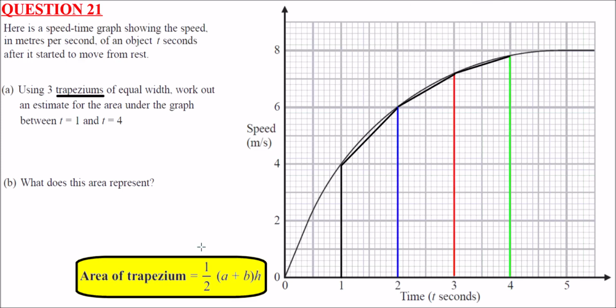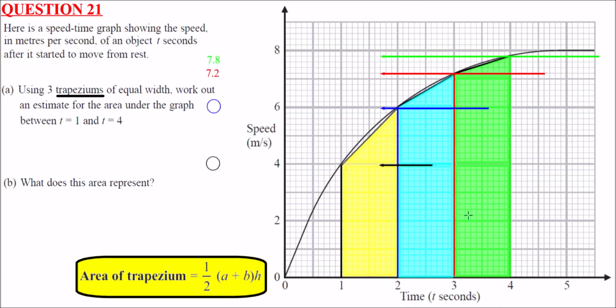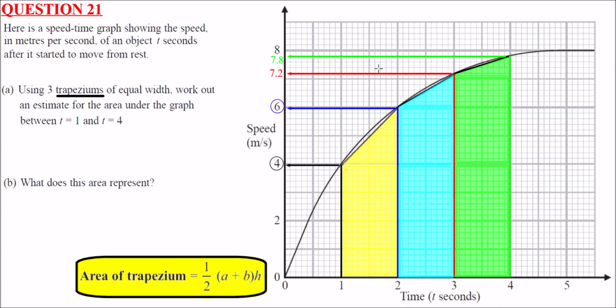So we want 3 trapeziums in between t equals 1, t equals 2, 3 and 4. So they're going to look like this here. So if I just add a bit of colour to them so you can see them more easily, I'll have a yellow, a blue and a green one. So what we can do now is read off on here for the heights. So this one coming up at 1, that's got a height of 4.